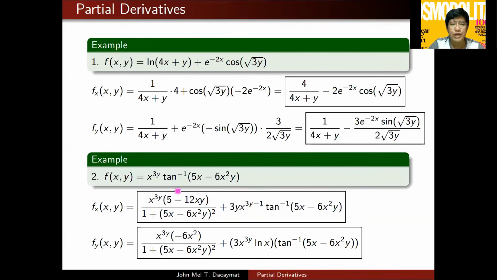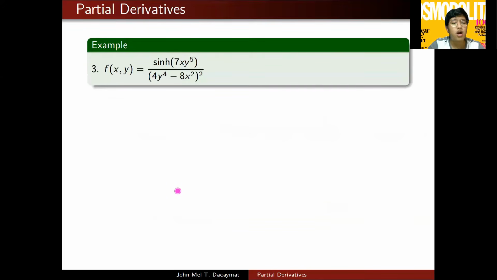Good. Tuloy-tuloy lang. Number 3 naman tayo. Okay, tama. F sub x ang ating kinukuha. X ang ating variable, but we have an x in the numerator, in the denominator. So, we might need to use quotient rule in this case. Okay? So, low di high minus high di low over low squared.